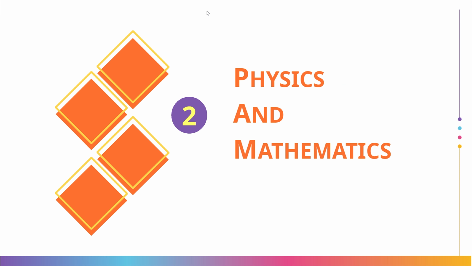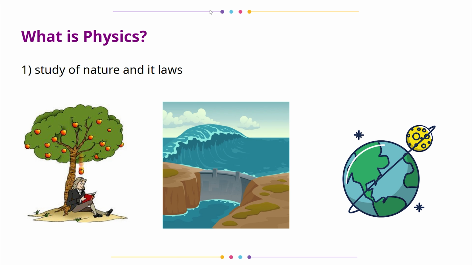So let's start with chapter 1, that is Introduction to Physics. And the first thing that we'll study is physics and mathematics. Physics is the study of nature and its laws. It is the science that explains how things move, work, and interact in the universe.